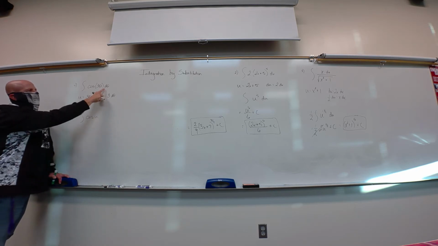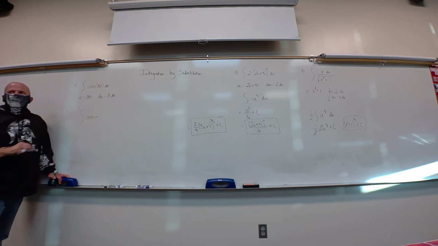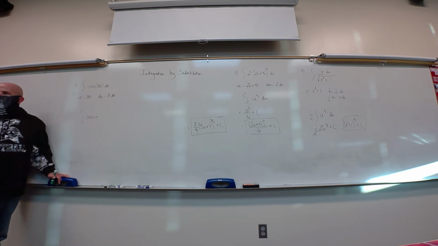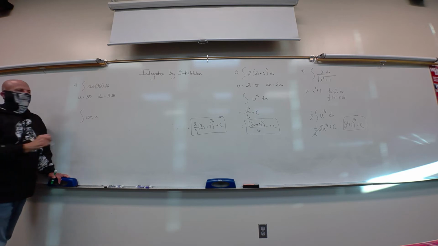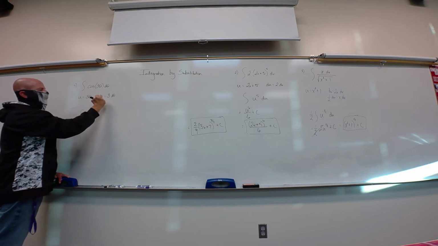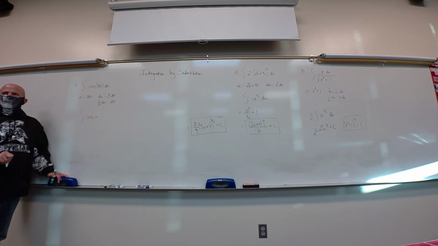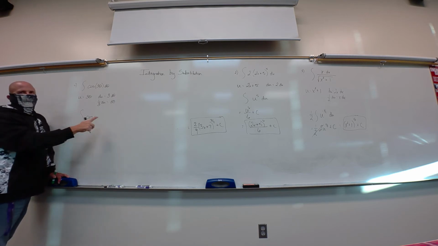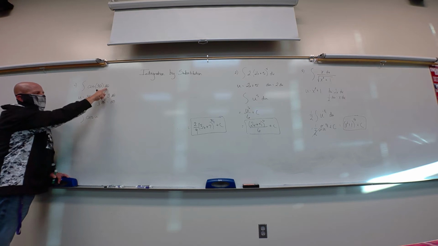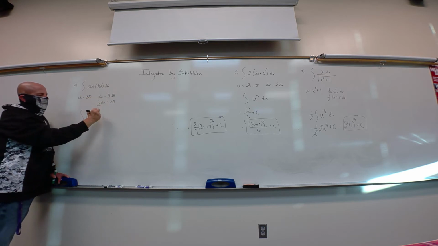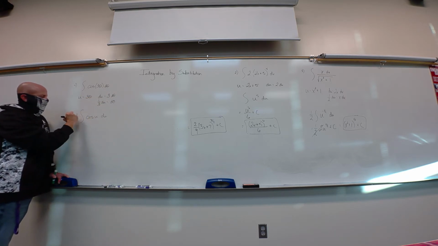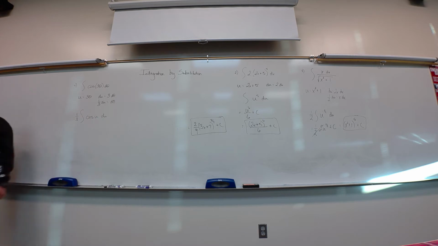But I don't have a 3 d theta. I just have a 1 d theta. Now I'm going to divide that 3 over. 1/3 du is d theta. Now I have a direct substitution for d theta. It's 1/3 du. I'll go ahead and just pull the 1/3 out front. And then I'm ready to integrate.